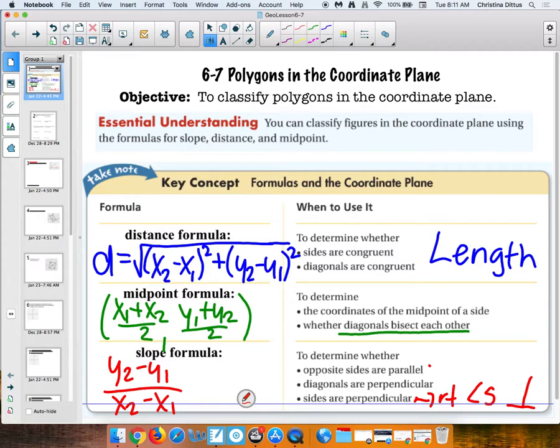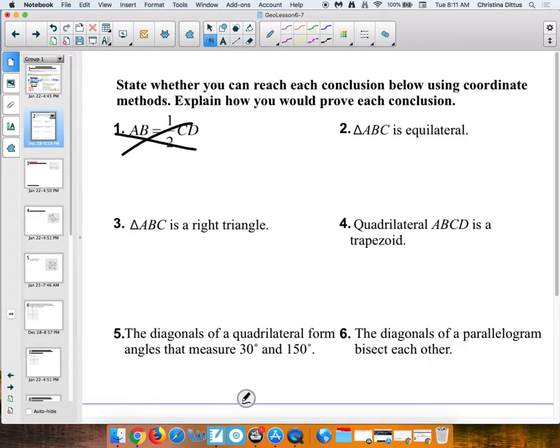Okay, we got those formulas down? Yeah. Caleb? Mm-hmm. Okay. This next one we're going to kind of skip around. I don't want to do that one.